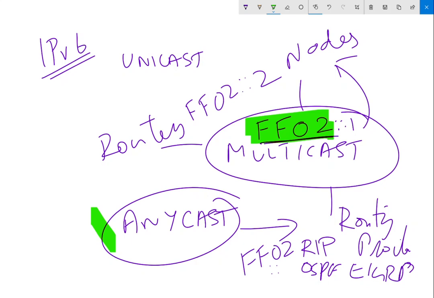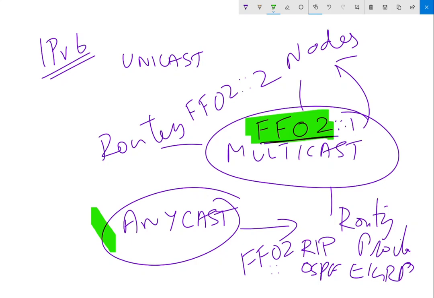Okay, they communicate among their groups. So they exchange packets like, hey, I'm using OSPF, hey, I'm using RIP, hey, I'm using EIGRP. So like that they communicate, and for that purpose they use multicast. So multicast, how do you classify multicast? Multicast is represented with FF02.